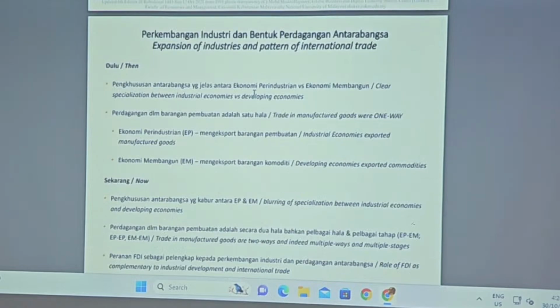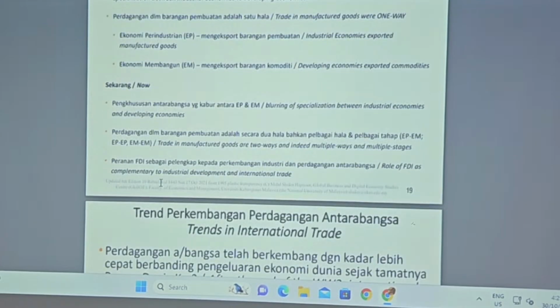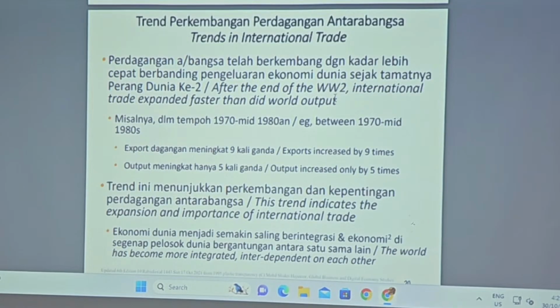The international trade pattern: just repeat what I said before, two ways. Exports and imports of manufactured goods. Developing countries as well are exporting industrial products, two ways. After the end of World War II, trade expanded faster, by 9 times, while output increased by only 5 times.